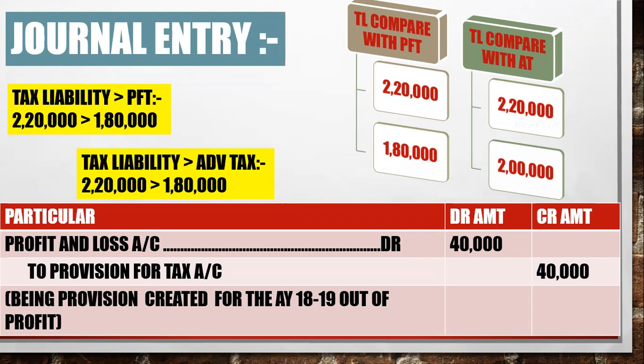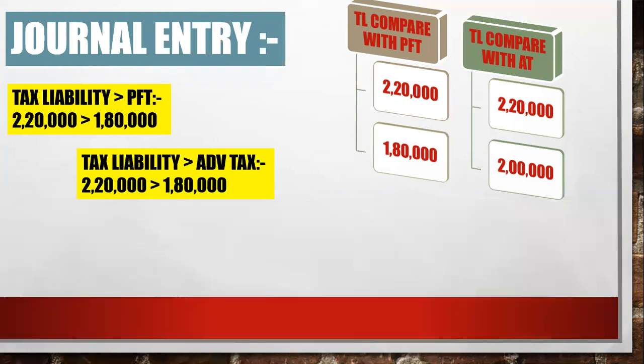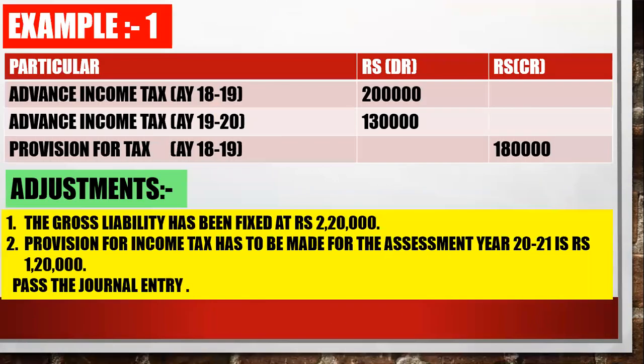Okay, so you have paid 2 lakh rupees. Clear that? Your tax liability is 2 lakh 20. Just check in this chart. I have made a draw. Your tax liability is 2 lakh 20 and you have paid advance taxes of 2 lakh. You can see in this question also. Advance income tax, assessment year 18-19, is 2 lakh rupees.